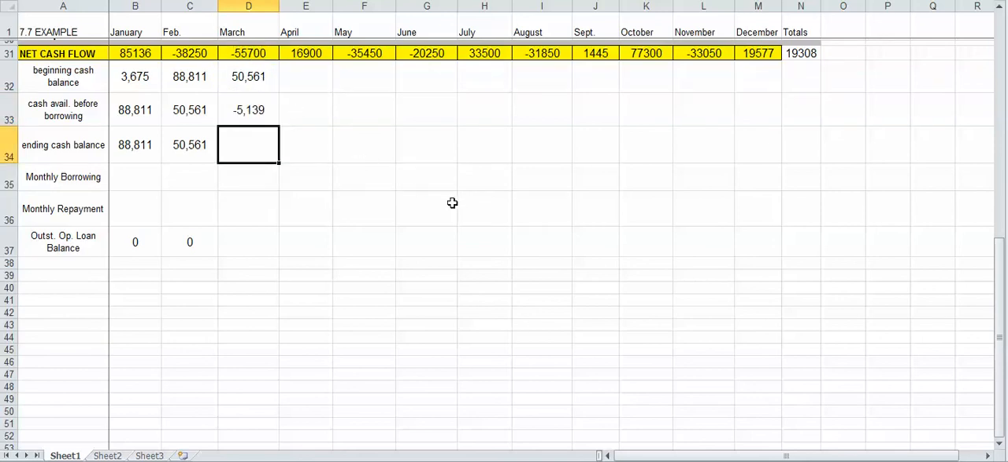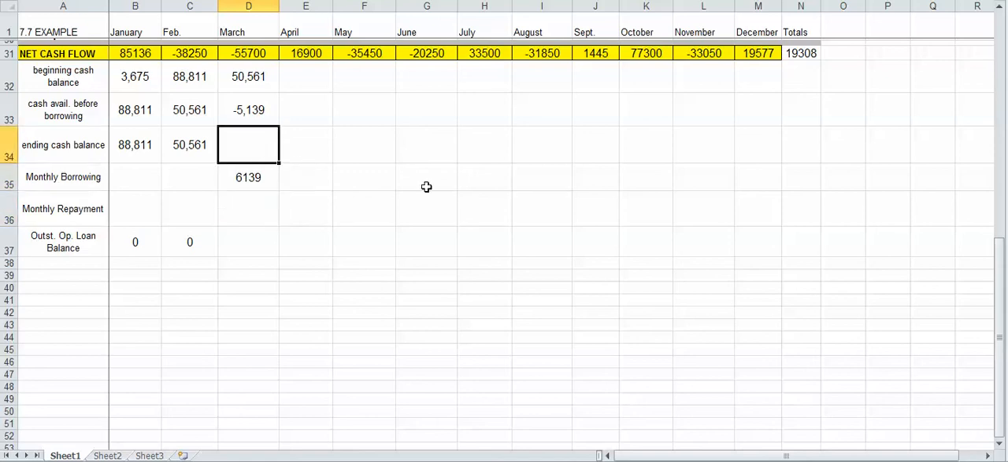Uh-oh, we have a negative $5,139. As I said, we always want to have an ending cash balance of $1,000. So it looks like we're going to have to borrow money. Now, how much money do we need to borrow so that we have an ending cash balance of $1,000? Well, we're going to need to borrow $6,139.